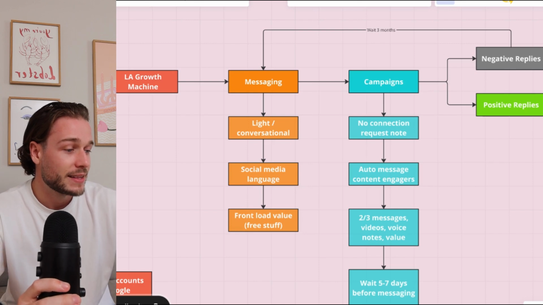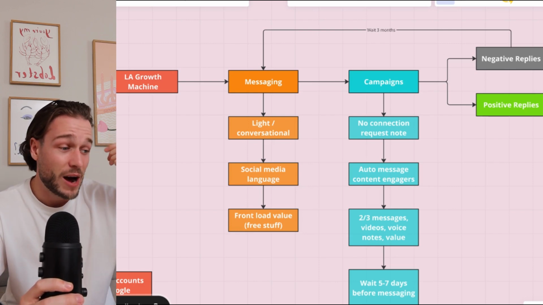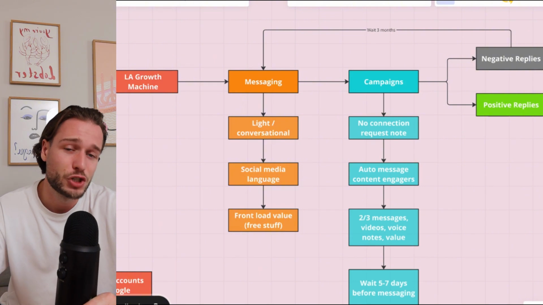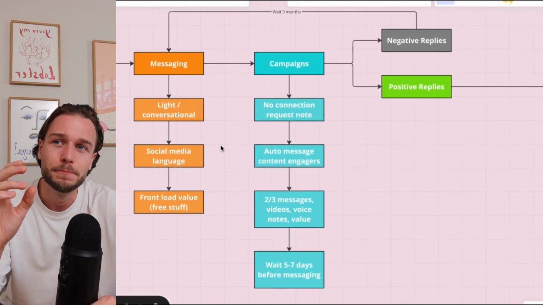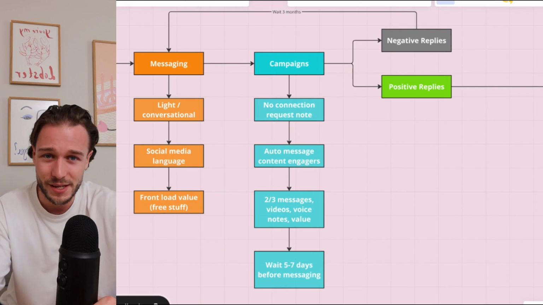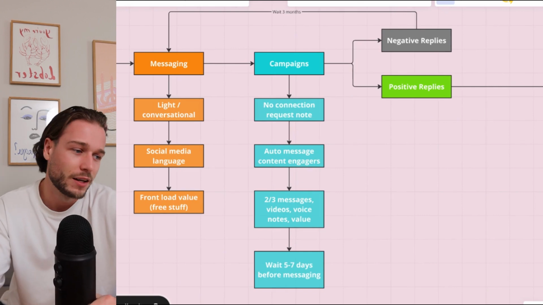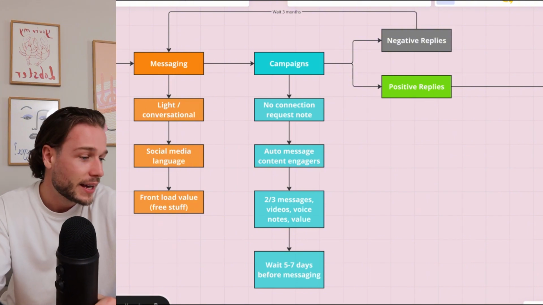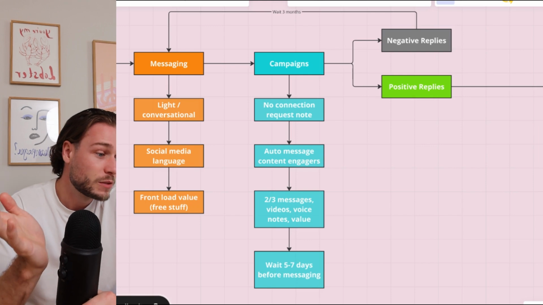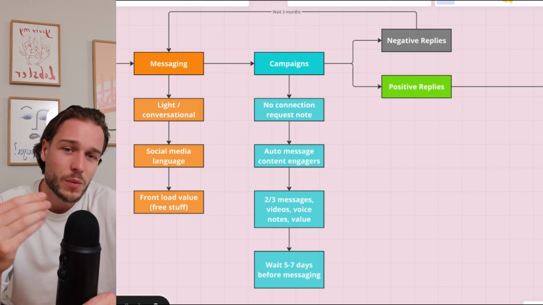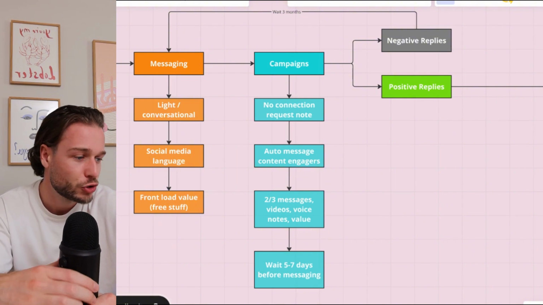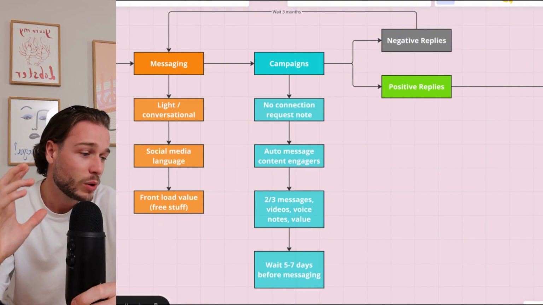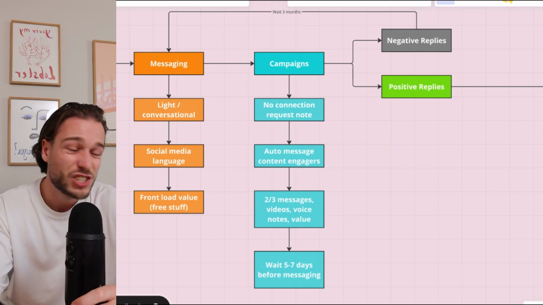So from a campaign side of things, we want to be sending out connection requests without any request notes. This increases the chance of you getting connected. Typically when someone sends a connection request note, they're trying to sell you something and people can smell that straight away. We don't want to be going in for the hard sell on LinkedIn unless your offer is crazy, okay? So we have auto messages, we can automate people that have engaged with your content. So this is why we use LA Growth Machine. So if someone's liked your profile, viewed your profile, we can reach out to them automatically based upon those trigger points.